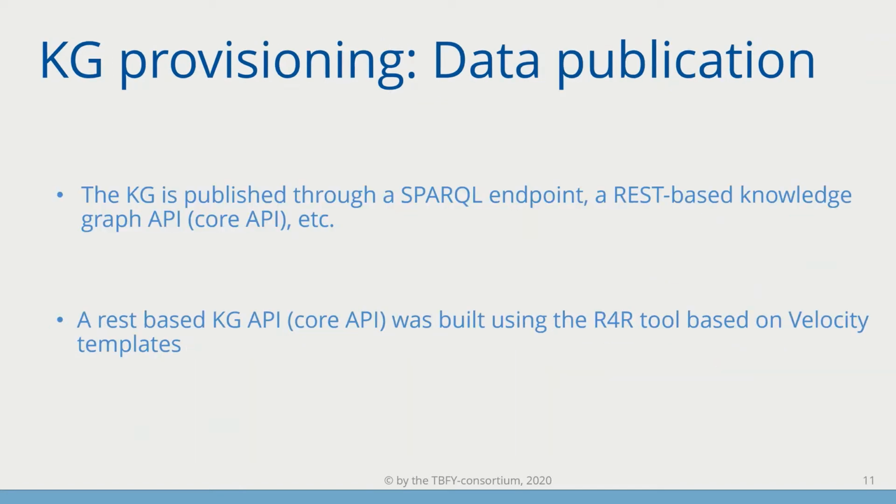Let's continue with data publication. The knowledge graph is primarily published through a SPARQL endpoint and the REST-based knowledge graph API. The knowledge graph API was built using the R4R tool and is based on velocity templates. Let's see some examples.